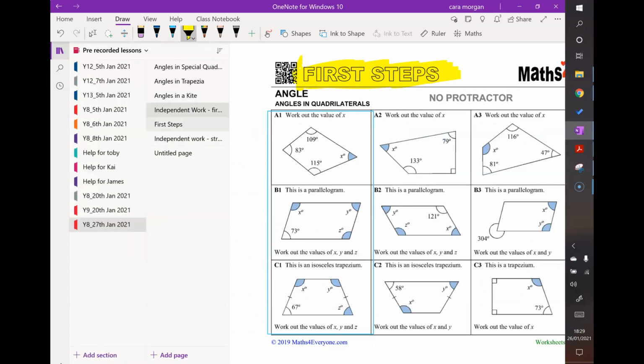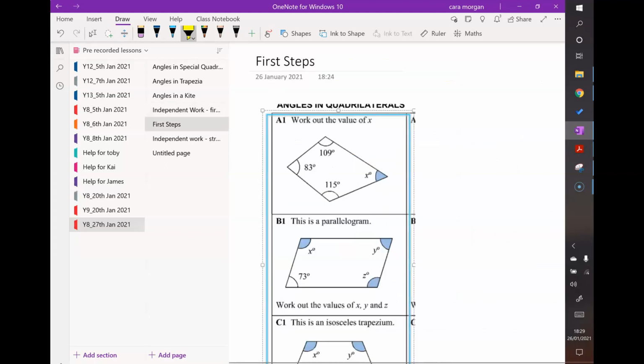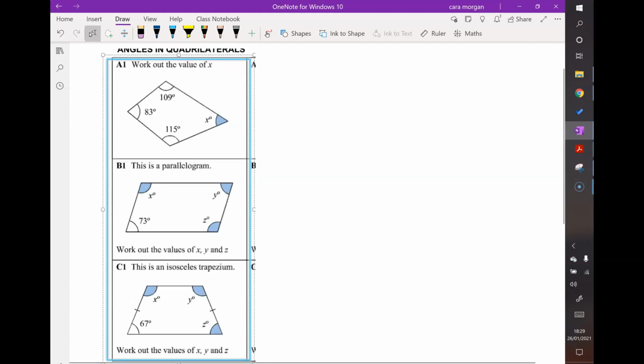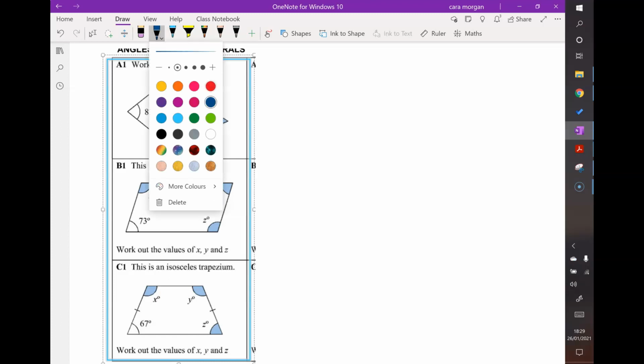So let me go back to those first steps and let's take some example questions. And we're going to do these ones together. So here are my first three first steps questions. So why don't you try and work out the missing angles and press pause. And now I'm just going to go through them and you can see if you got the answers right. So we're going to check your knowledge.